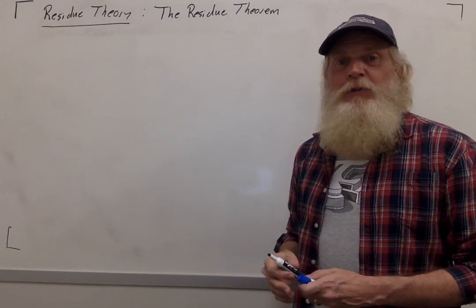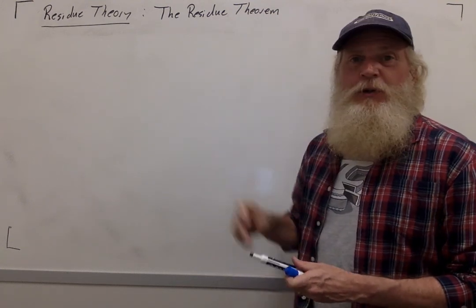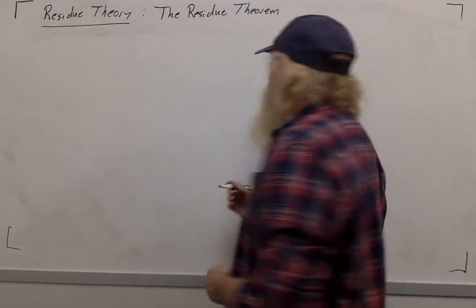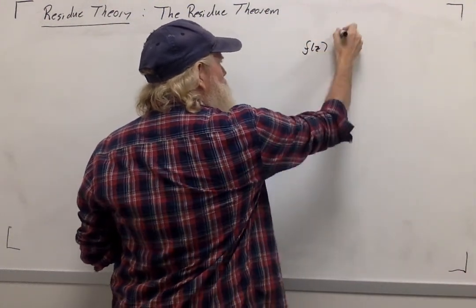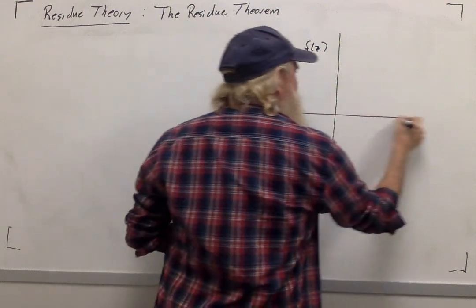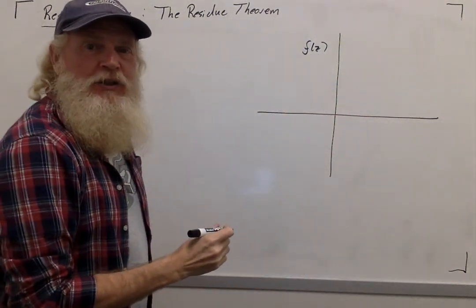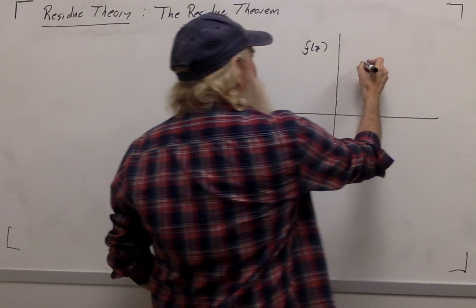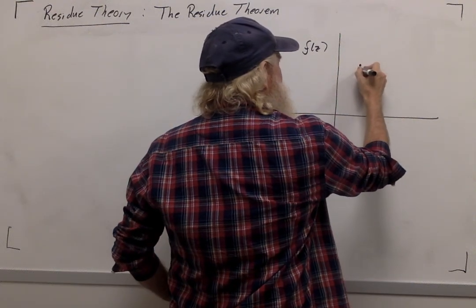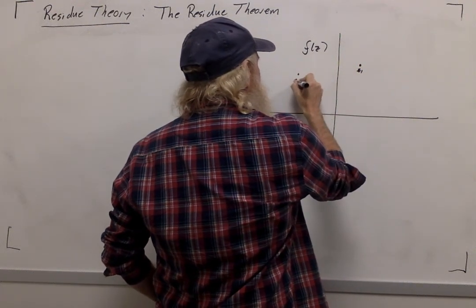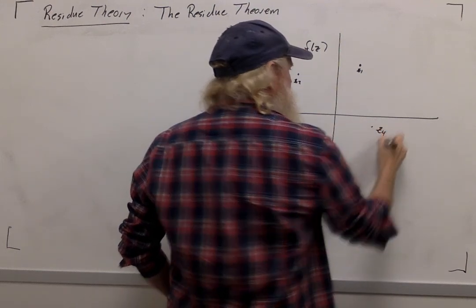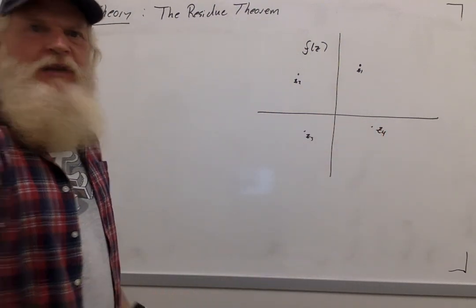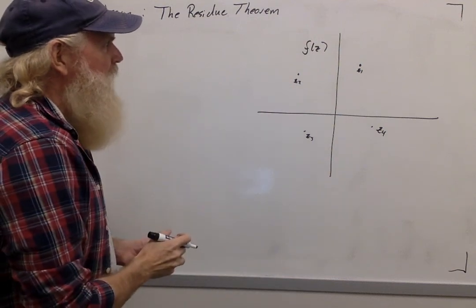Okay, so here's the theorem we've been building up to, the residue theorem. Let me show you the setup. Let's say that f of z is a function which is analytic in the plane, except possibly at a certain number of poles, and those poles are isolated. So z1, z2, z3. So we might have a certain number of poles in the plane, but they're kind of spread out.